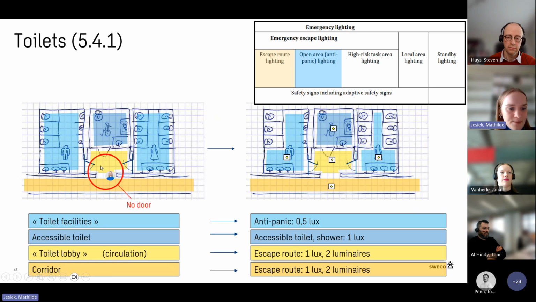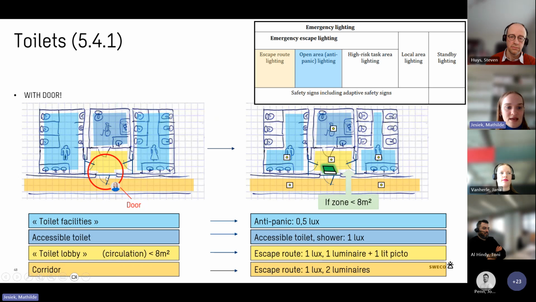Okay, here, for example, there is no door. So we need to place an emergency light for anti-panic in this toilet. Also, in the accessible toilet, we need to go to 1 lux. This is new. Here again, we need half a lux in the toilet facilities. And then we need 1 lux in the escape route light, in the escape route here. And we need 1 lux on the escape route here. And because there is no door, we have redundancy. If 1 fixture falls out, the other one will still be working.